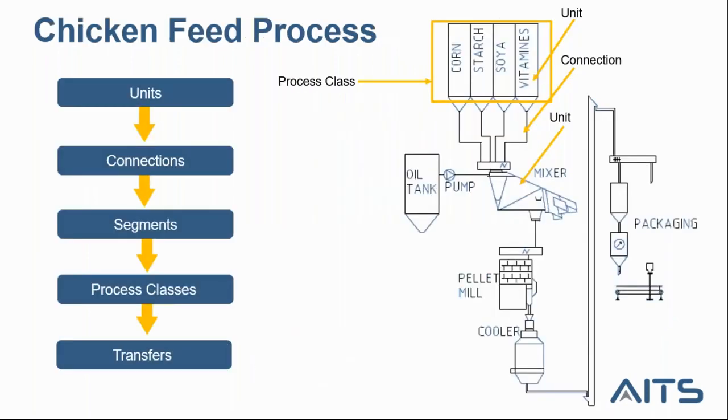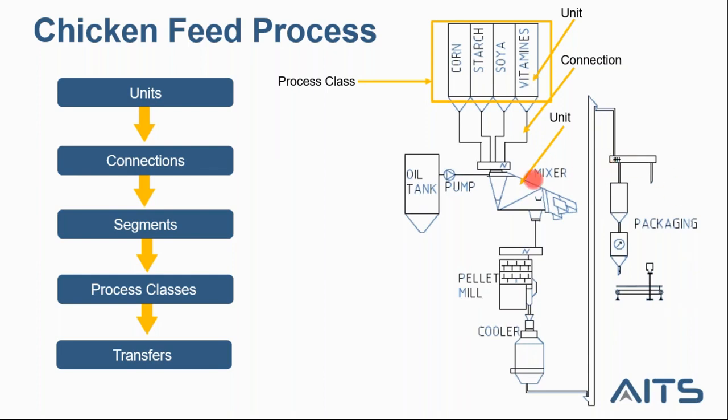In our demo today, we will show you a general example about the chicken feed production process. As you can see in this scheme, in general, in order to produce the chicken feed, we need 4 raw materials: corn, starch, soya, and vitamins. These 4 raw materials will be processed into the mixer where the oil will be pumped. After that, they will be transferred into the pellet mill where they will be heated, pressed, and then cooled, and later on finally to the packaging area.